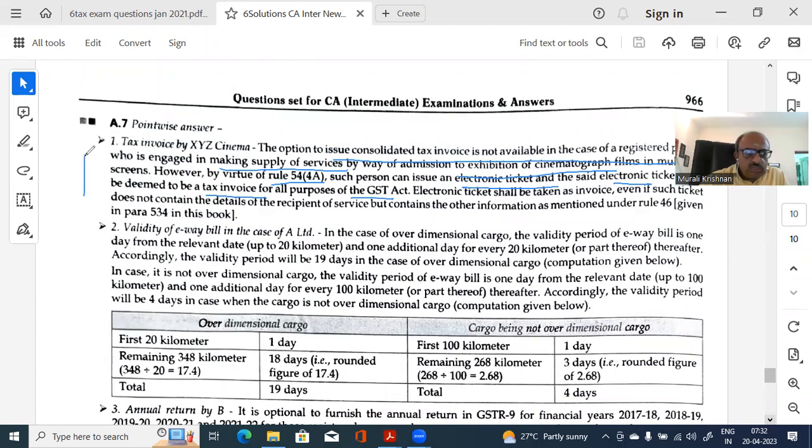Now, unless you know this provision, you cannot write it. So you have to write like this: electronic ticket shall be taken as invoice even if such ticket does not contain details of recipient of service but contains information mentioned in Rule 46. At least there's something relating to that. If you write, that is required, but otherwise you cannot. If you don't know, it will be difficult. But at least write. What I'm trying to say, even if you don't know, as an attempt, don't leave the question. Just don't leave it. Now, what is the second question?